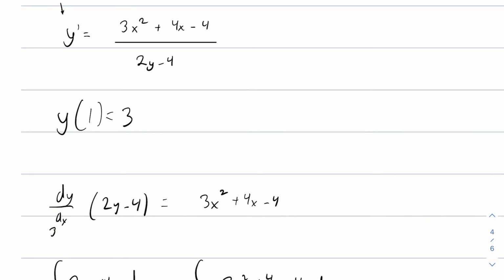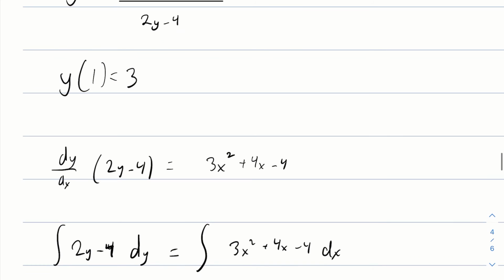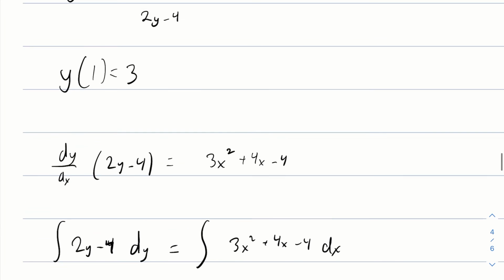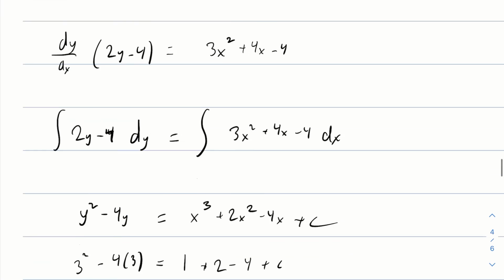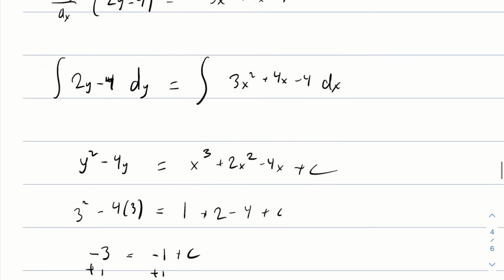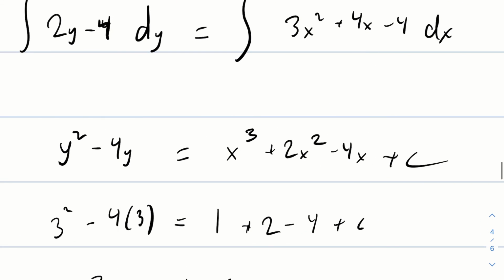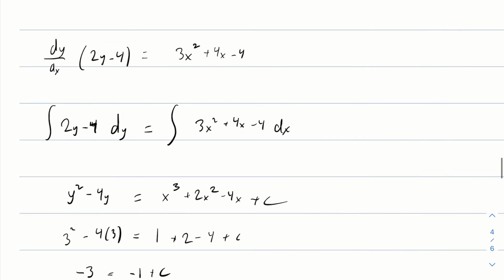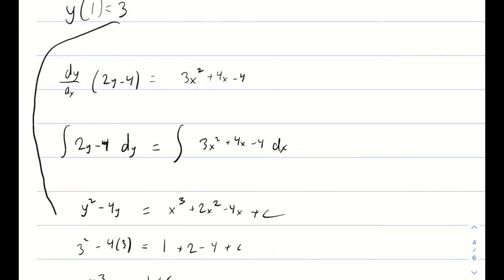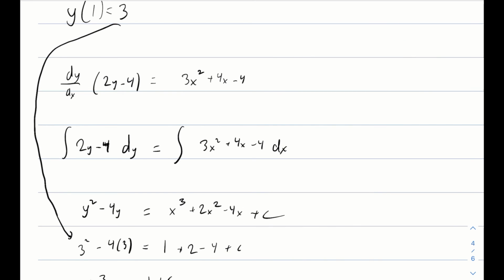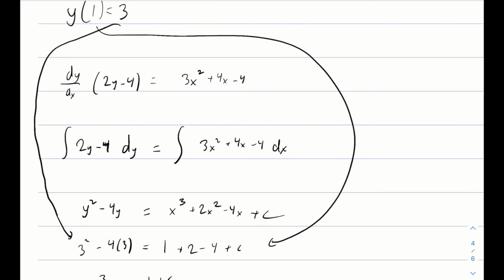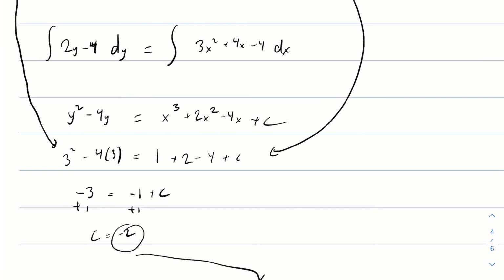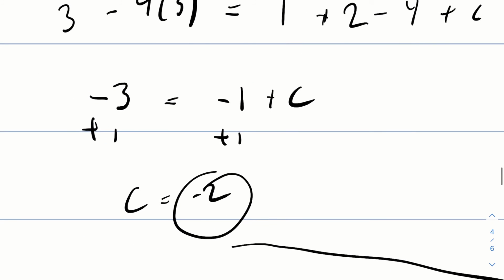But basically what we do here is I'm going to guide you through it because I'm lazy. You just sort of move everything over. We took that 2y minus 4 and multiplied it over on the other side of the equation. We converted y prime into dy dx, and then we just moved the dx over. We integrated. We get this right here: y squared minus 4y equals x to the third plus 2x squared minus 4x plus c. Now we just take that 3, plug it in for y, and take that 1 and plug it in for x, and we get negative 3 equals negative 1 plus c, and so we get that c equals negative 2.